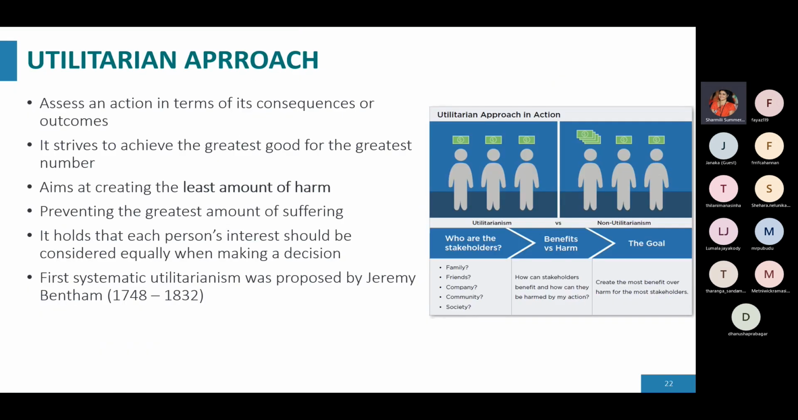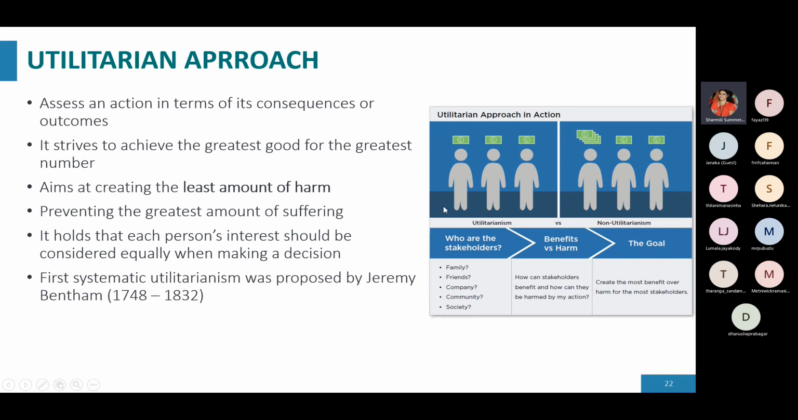With this picture, you can see utilitarianism versus non-utilitarianism. Think about employees working in a place. All the workers are paid equal money, but here there is a difference. One person is getting more money while the others are paid equally. Utilitarianism means we are assessing an action in terms of its consequences or outcomes.